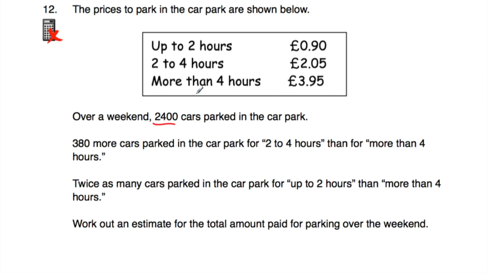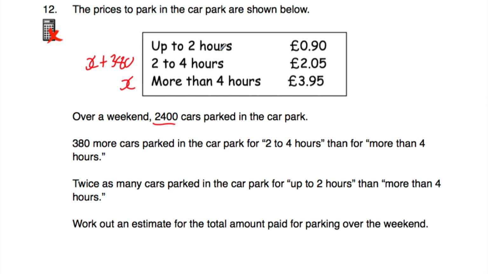So I'm going to start off by looking at this more than 4 hours, because we know that 380 more cars parked in the car park for 2 to 4 hours, and twice as many parked for up to 2 hours. So I'm going to let the number of cars that parked in the car park for more than 4 hours be called x. Now, we're told that 380 more cars parked in the car park for 2 to 4 hours than for more than 4 hours. So that would be x plus 380, because it's 380 more than this number.